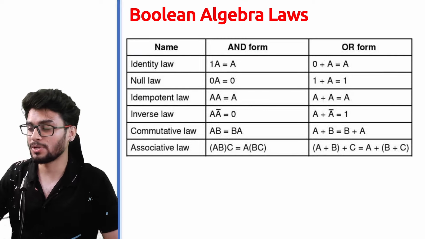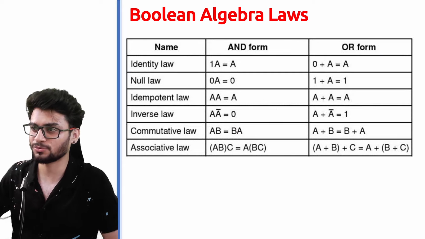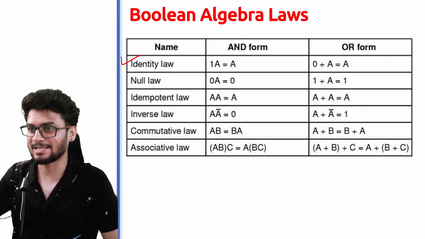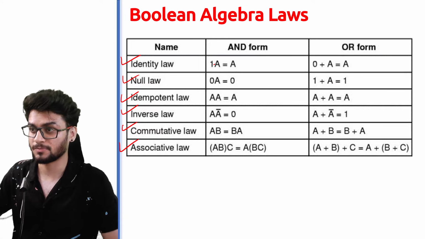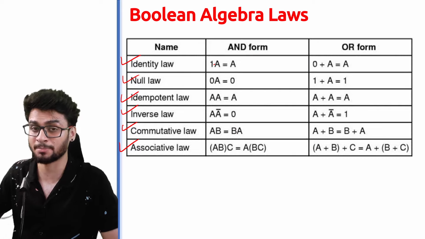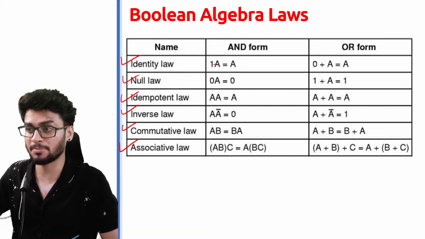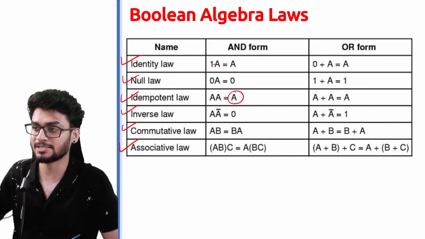So these Boolean algebra laws actually look familiar, right? Nothing too different. They're exactly as you find in your mathematics. Like 1 into A is A, 0 into A is 0. A into A is also A. You have to remember this. If you multiply the same number with itself, or if you say A and A, it will give you the same variable.